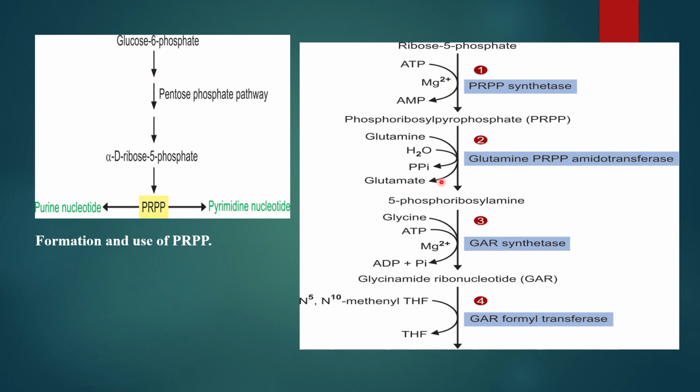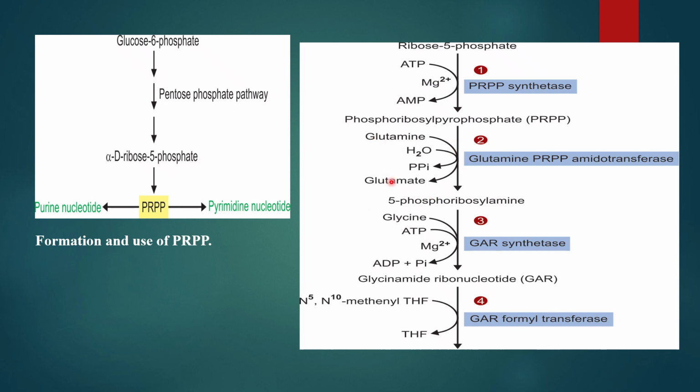Further, glutamine now contributes its amine group. The enzyme is glutamine PRPP aminotransferase. This enzyme is lacking in the brain, but at other sites it is abundantly present. So most cells can have their own biosynthesis of purine nucleotides, except erythrocytes, where this enzyme is lacking, and there is partial synthesis in the brain. The glutamine PRPP aminotransferase converts PRPP into 5-phosphoribosylamine, and the glutamine is converted to glutamate.